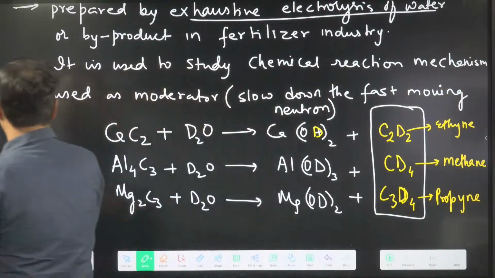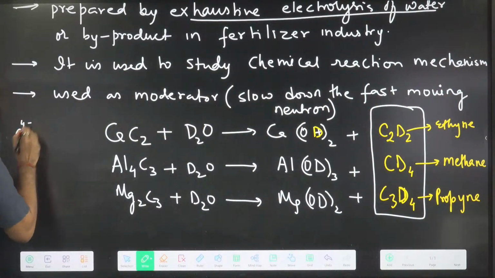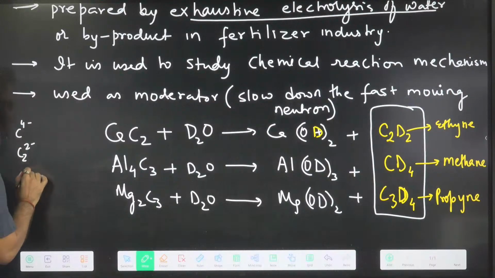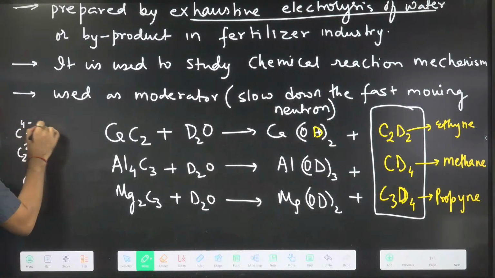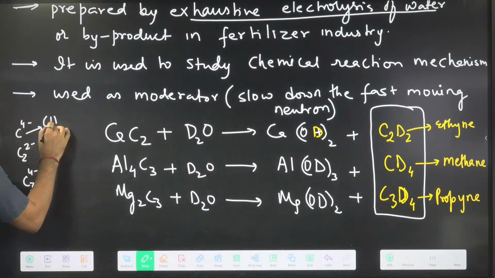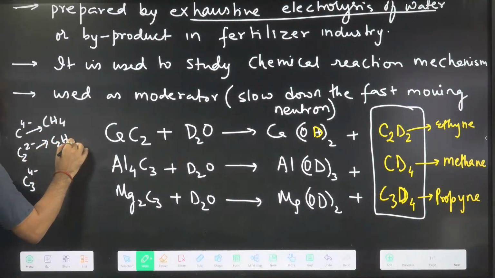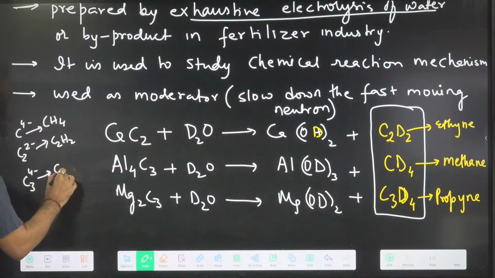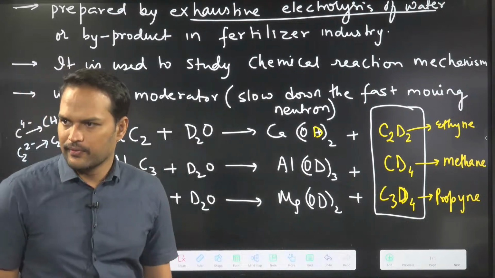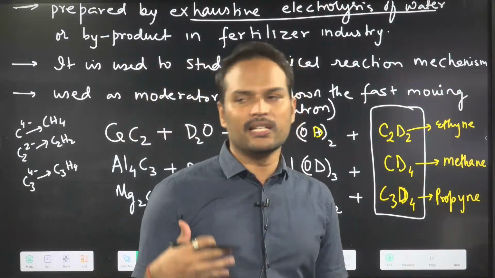Like if you are having C4 minus ion, 3 possibilities are there: C4 minus, C2 2 minus, C3 4 minus. Whatever minus charge is there, you write H. So C4 minus means CH4, C2 2 minus means C2H2, C3 4 minus means C3H4. So based on the ions, we come to know which gas is liberated.